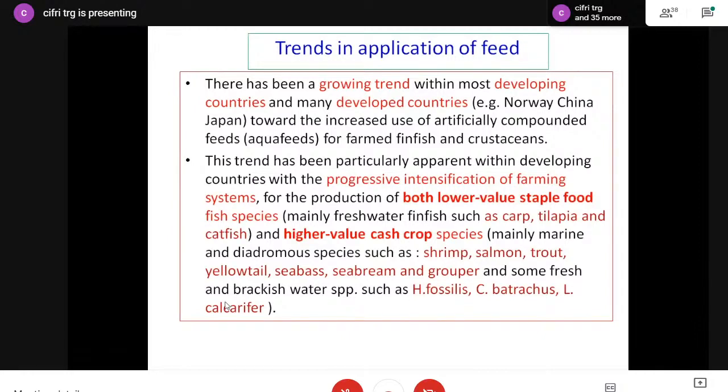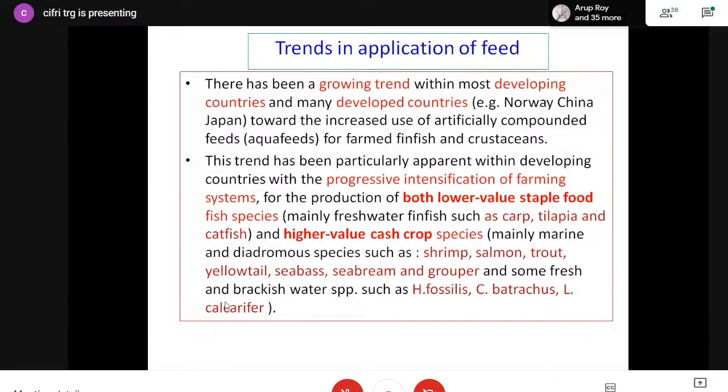This trend has become very prominent in our Indian scenario, because now we are doing both low value staple food and also the high value cash crop. Like the previous lecture talked about prawn farming and shrimp farming, which is a high value cash crop. But in freshwater, mostly we go for low value staple food, like carp, tilapia, and catfishes. Of course, catfishes means the new catfish introduced in our waters, that is Pangasianodon. And if it is Heteropneustes fossilis or Clarias batrachus, or even the murrel, these are all high value fish.